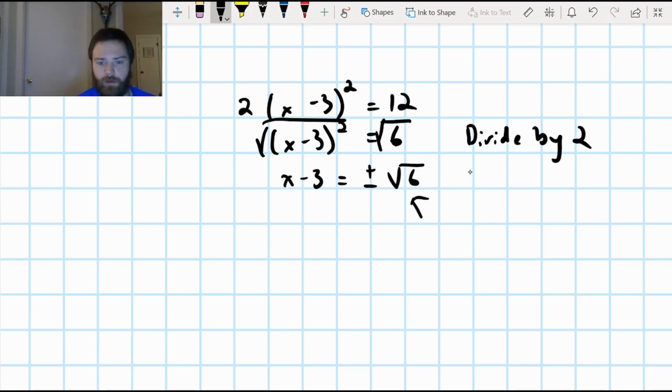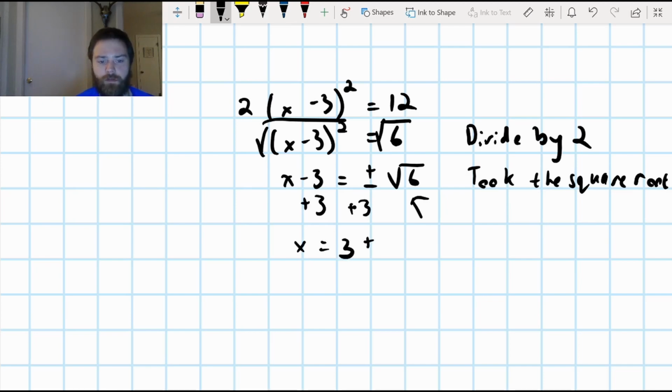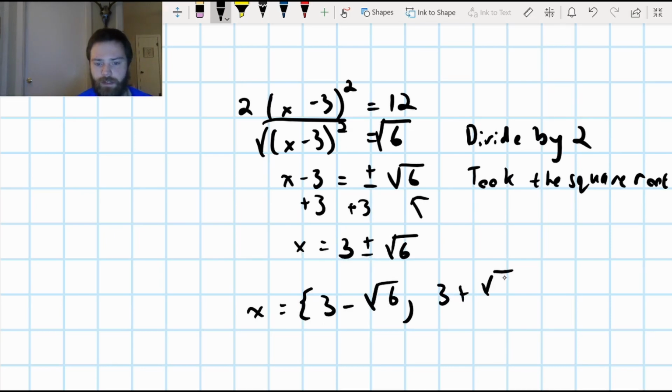So, we took the square root. That was the step. And the next thing we're going to do is add 3 to both sides. So if I add 3 to both sides, I get x equals 3 minus root 6, and then 3 plus root 6. So if I'm going to write this solution set out down here, I get 3 minus root 6 and 3 plus root 6. If I type that into a calculator, I do get a number, okay? But whenever you're working out this algebra, you're going to leave it as it is.